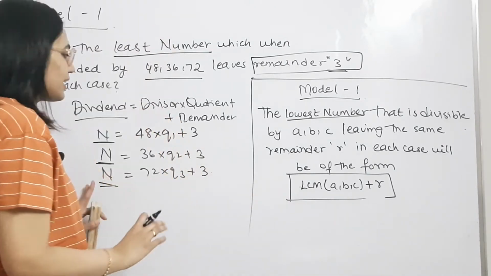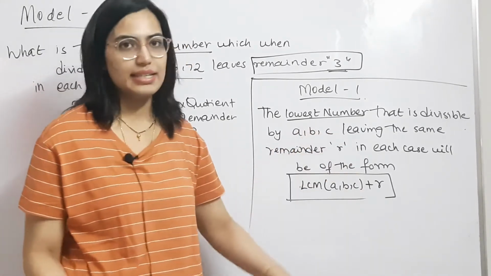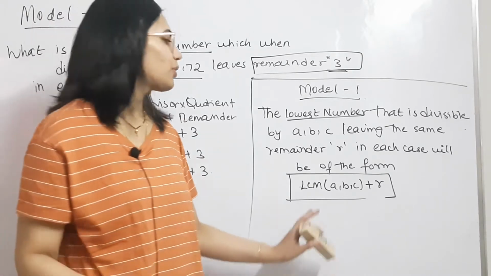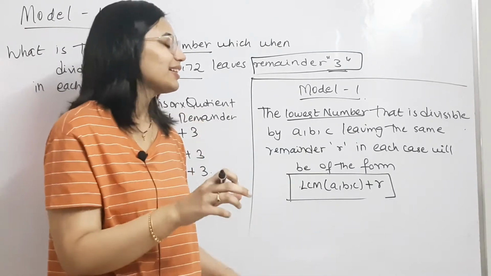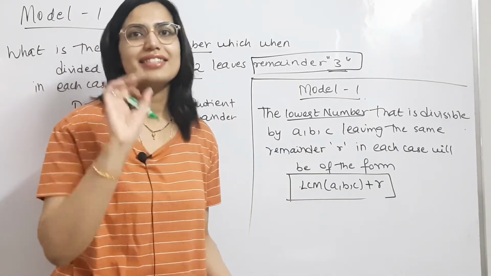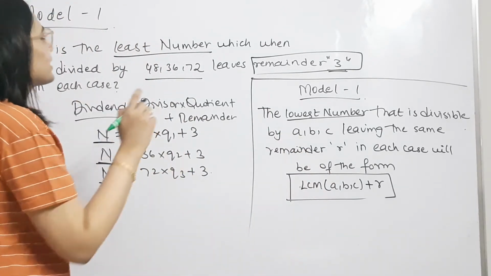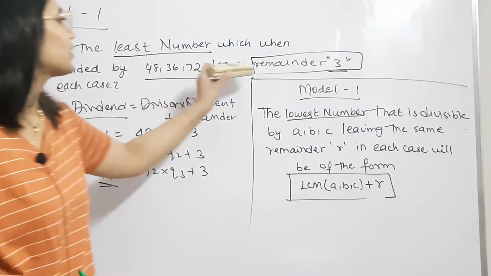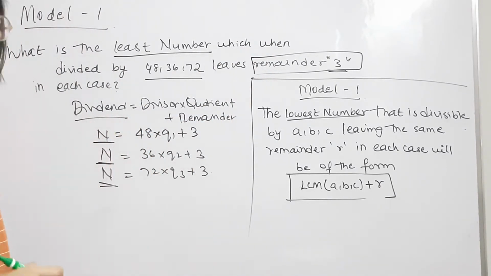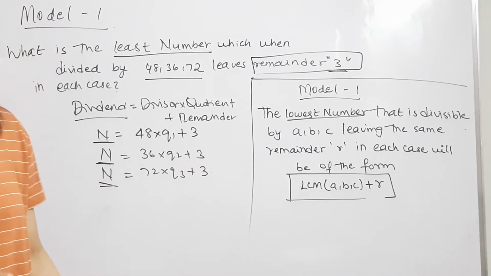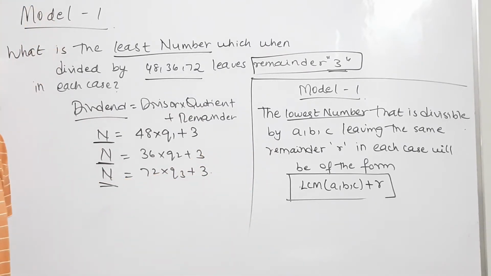Using these three rules, we have derived this form wherein we are saying that if you take the LCM of A, B, C and add R to it, the LCM of A, B, C will give you the least common multiple, and if you add 3 to that, that means in every case 3 is the remainder. That is the meaning of this model. Okay, so this is model 1. Model 1 will give you the same remainder when you divide a number by 3 or more divisors. This concept can be extended to 4, 5, 6 divisors. As long as it's the same remainder, you can directly get the LCM and add the remainder.